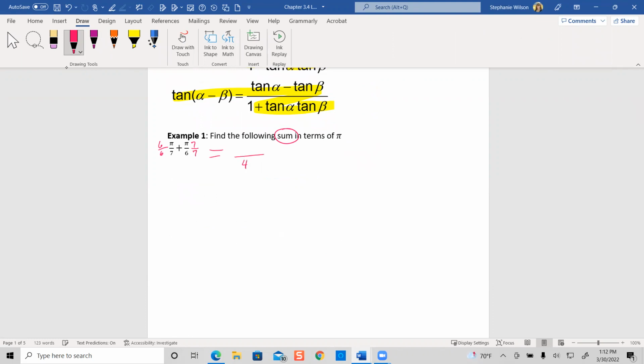So 7 times 6 is 42, plus 6 times 7 is 42. So now I have a common denominator. I have 6 pi and 7 pi, and I can rewrite this as 6 pi plus 7 pi all over that 42. And when I add that up, I get 13 pi over 42. And that is my answer.